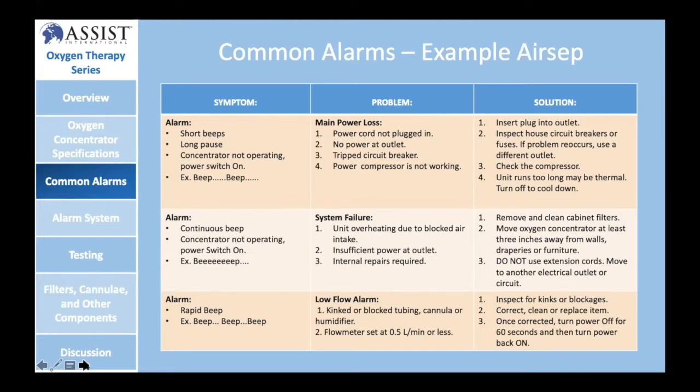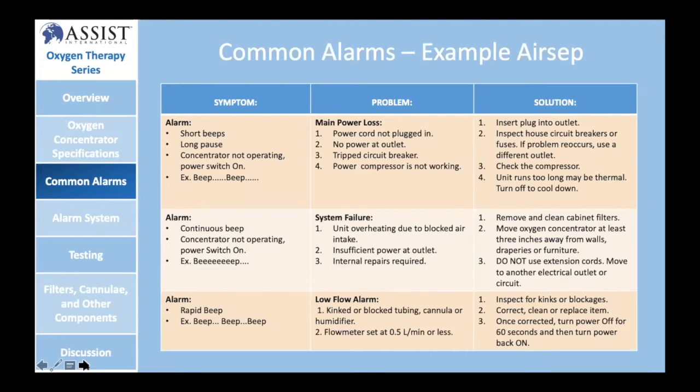The first one being that there could be a blocked tubing, and this includes the cannula or the humidifier as well. So we're not looking at just inside the oxygen concentrator, we're looking at the flow of oxygen from the device to the patient, and you want to look at that circuit very carefully to make sure that there are no kinks or blockage. The second reason for this type of alarm would be the flow meter being set at 0.5 liters per minute or less.